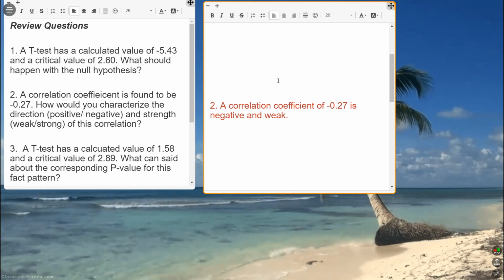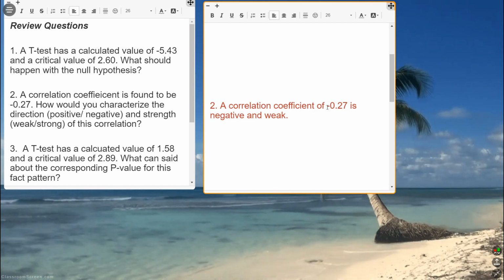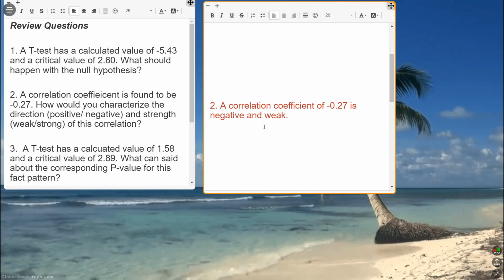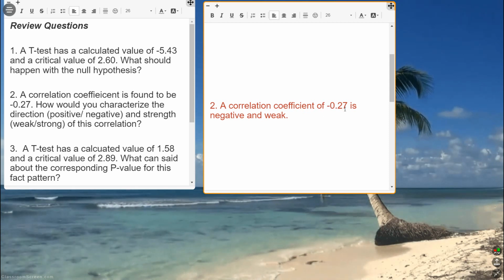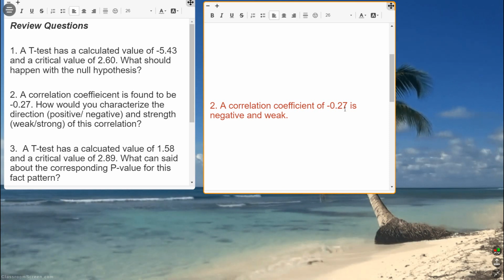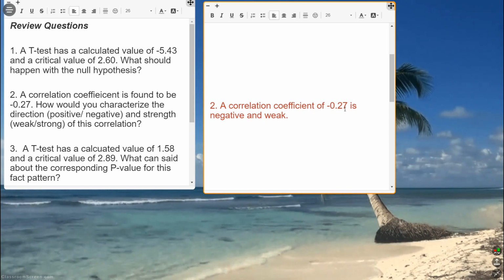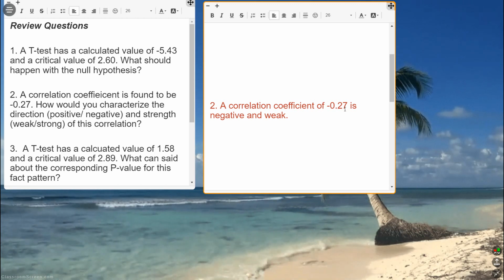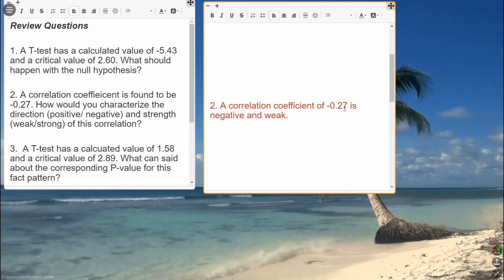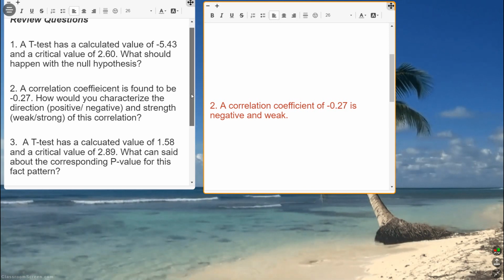A negative 0.27 is going to be, first of all, negative because it's got a negative symbol in front of it, and weak because it's closer to 0 than it is to 1. The closer we get to 1, the stronger the correlation. The further we get from 1 and the closer we get to 0, the weaker the correlation. Okay, let's take a look at the next one.